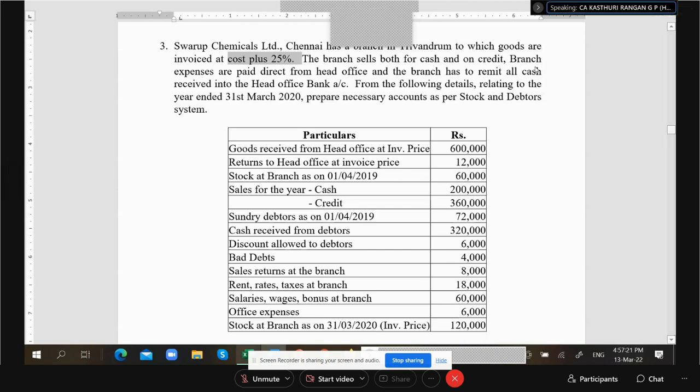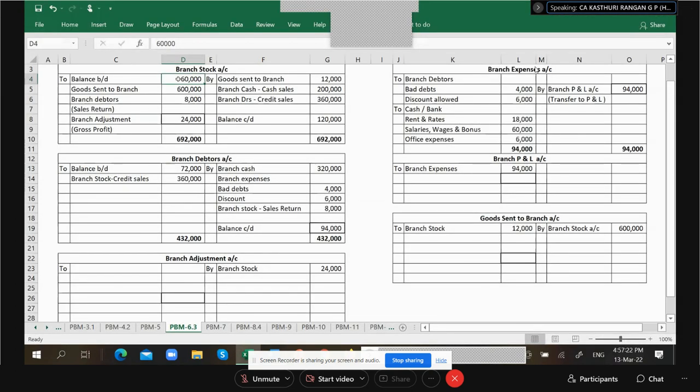So if the invoice price of the opening stock is 60,000, what is the loading? It will be 12,000 rupees, 1 by 5 of 60,000. What is the entry? Stock reserve account debit to branch adjustment, 12,000. Loading on closing stock, 1,20,000.